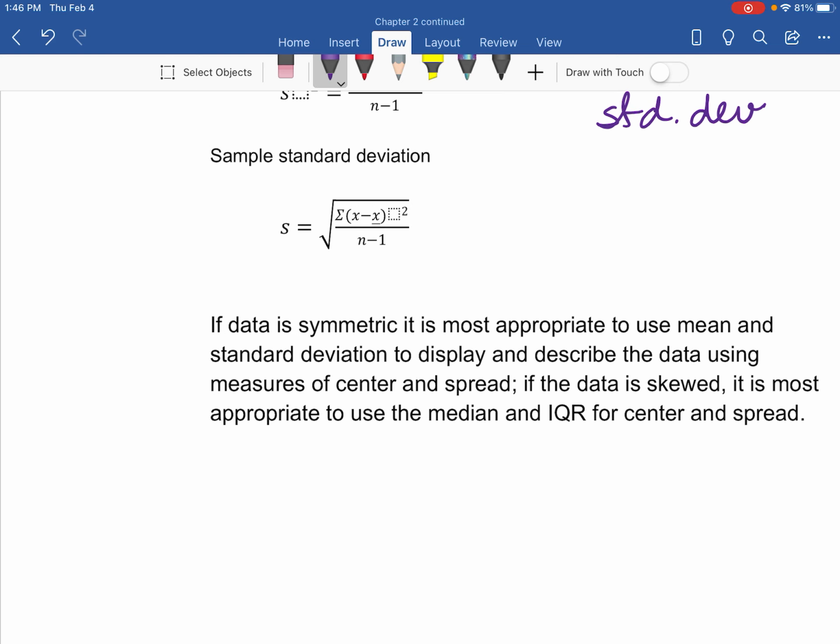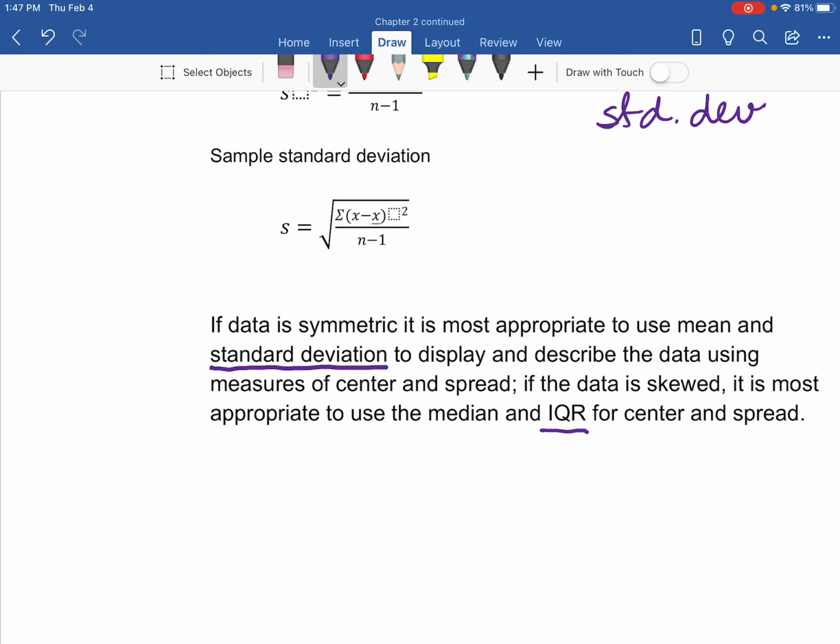Notice, and this is what I wrote before, if the data is symmetric, it is most appropriate to use the mean for the measure of center, but standard deviation for the measure of spread. If the data is skewed, it's going to be more appropriate to use the median for your center and something called IQR for your measure of spread. And we'll talk about IQR whenever we talk about box plots.